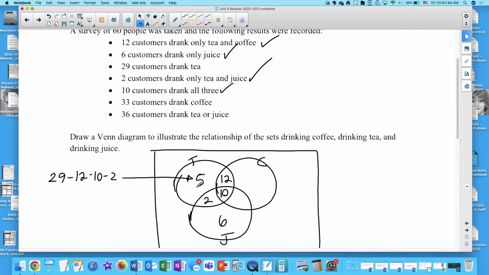So this just says 29 customers drank tea. If it says they drank tea, that's the entire circle, right? If it says they only drank tea, then you'd just be talking about the 5. Okay? All right, anything else that we can fill out?